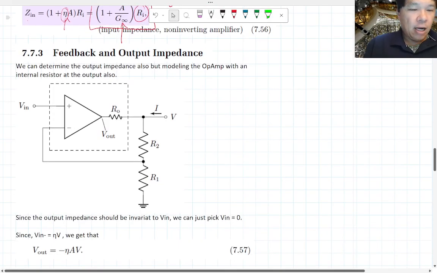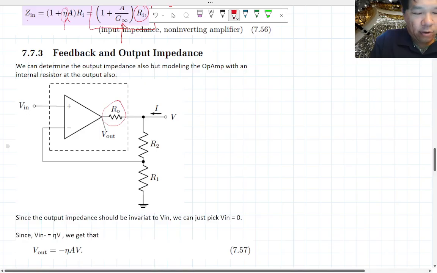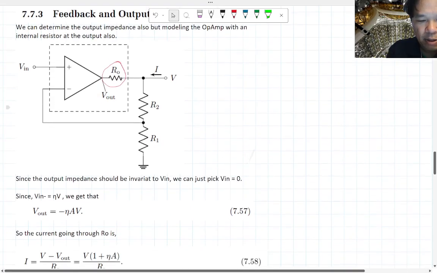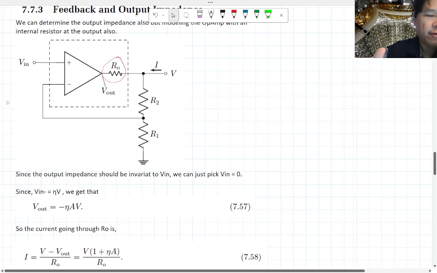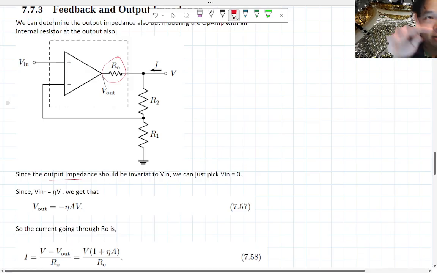Similarly, you can do an output impedance analysis. Instead of an input impedance between these two inputs, what if we just model this op-amp with a little resistor on the output? Remember, this is not a real resistor. This is once again a model resistor that you're adding on to the output of your operational amplifier so that we can quantify how it affects the output impedance. This output impedance shouldn't depend on what Vn is.